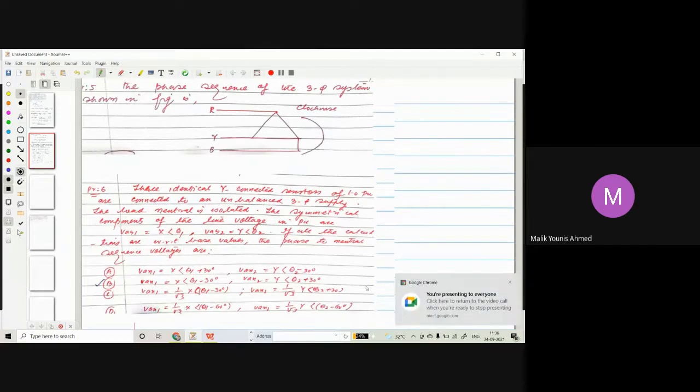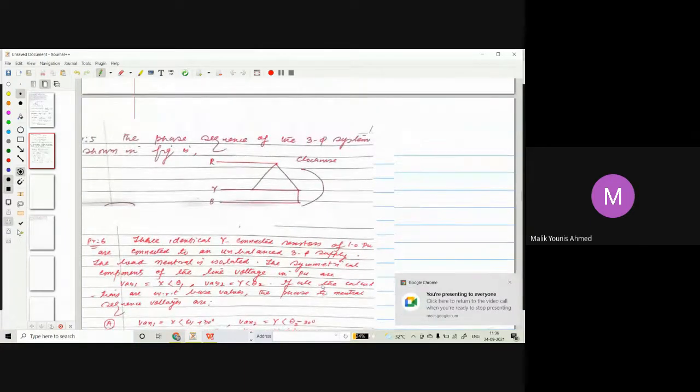Yes, sir. Can you tell me the phase sequence of a three-phase system shown in the figure? What is the phase sequence of this one?